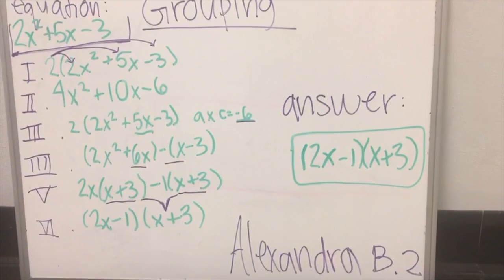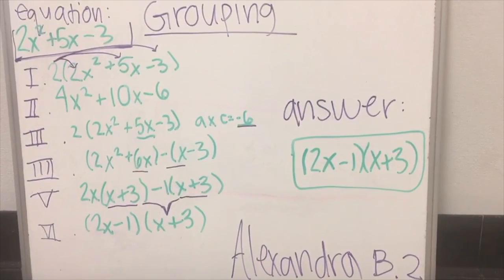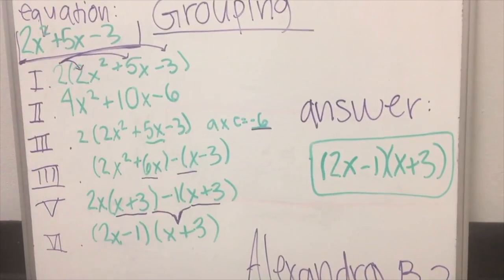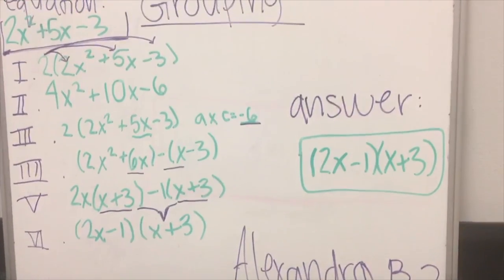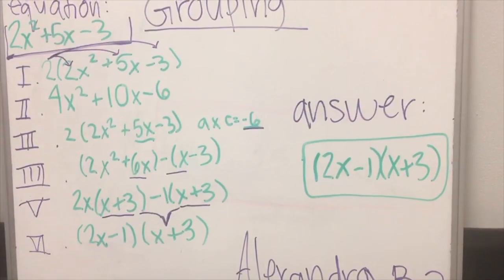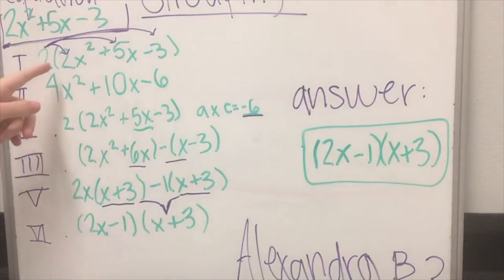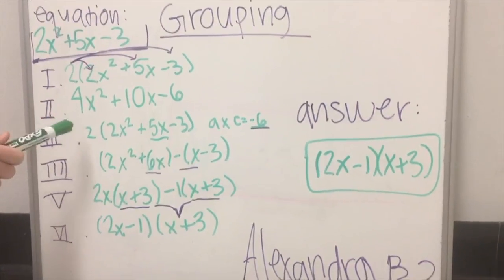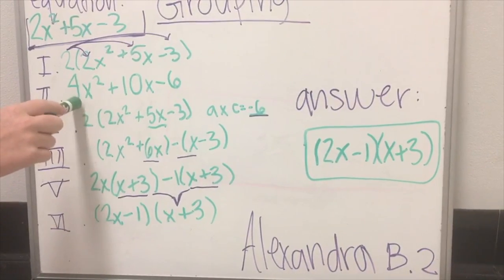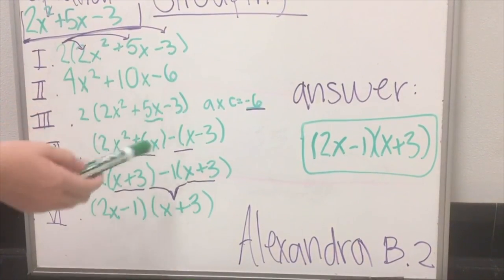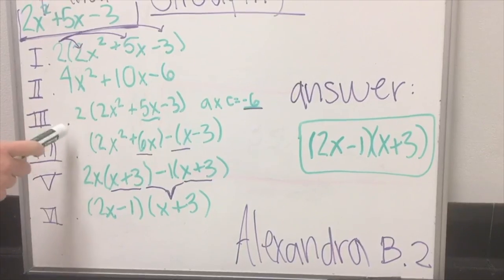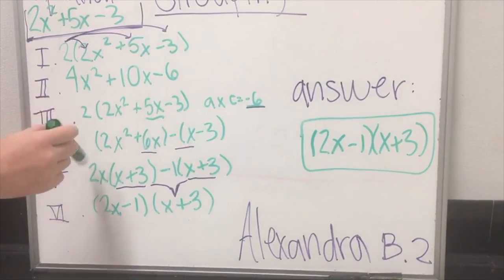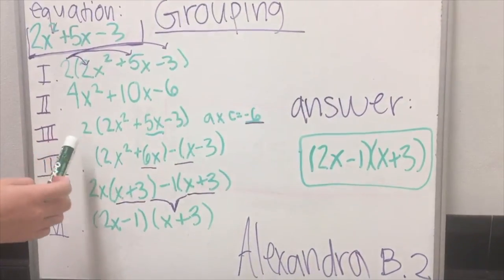So this is factoring by grouping, and I'm Alexandra. So the equation is 2x squared plus 5x minus 3. So the first step is to find a GCF, but in this case, the GCF would just be 1, so you have to multiply the entire equation by 2. Then you get 4x squared plus 10x minus 6. And then the third step is to take the GCF out of the equation, which is 2. So the rest is in parentheses, and you take the 2 out.